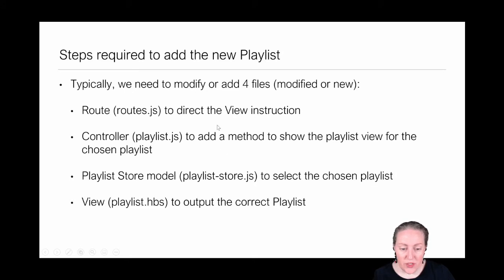Here there's one extra step, which is including the playlist in the playlist store model. But yeah, so 4 things you'll need to do to include the new view. Include the root to direct the app to the correct place when we click on the view to see the playlist. We'll also add a playlist controller, playlist.js, and that will be responsible for creating the playlist view. We will also add a new method in the playlist store model to show us just that one playlist as opposed to showing all the playlists. And lastly, we'll create the view itself that will output and display the correct playlist.